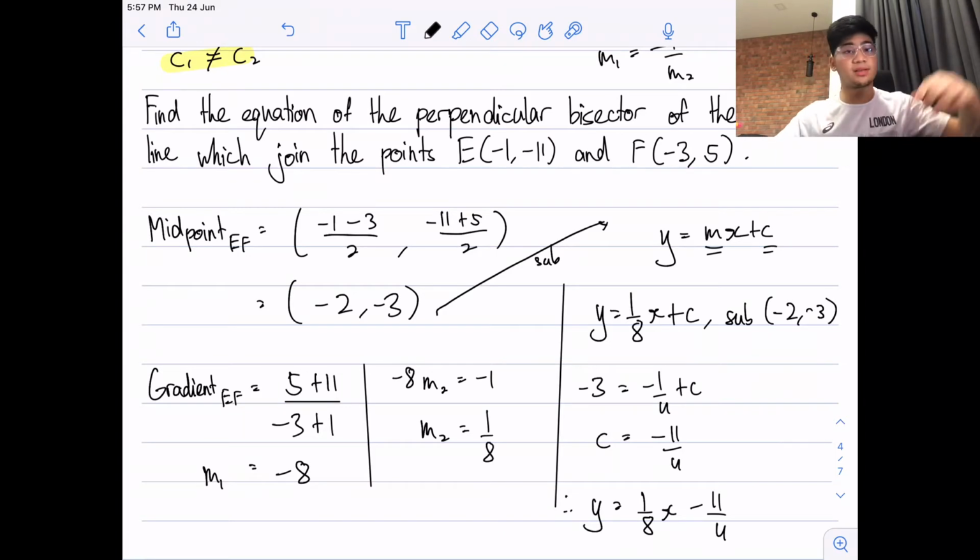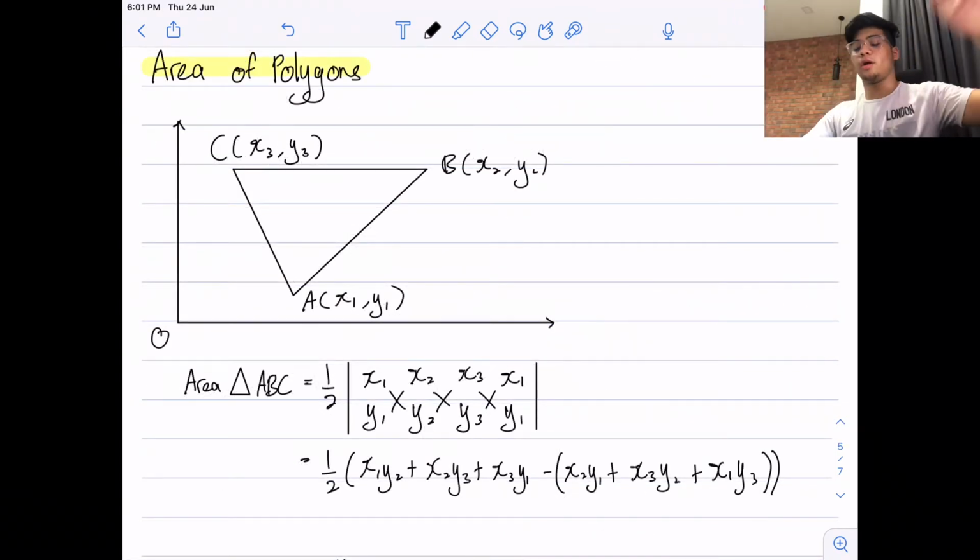Right, just like that. Alright, now let's look into area of polygons. So basically, some questions will just ask you to find the area of a shape that they've drawn on the Cartesian plane. It could be literally anything. A trapezium, a triangle, a square, a rectangle.